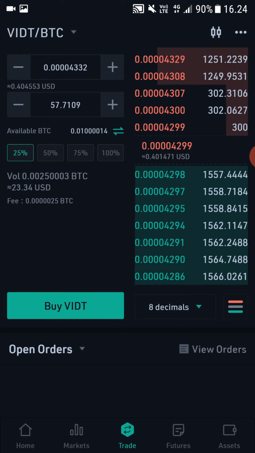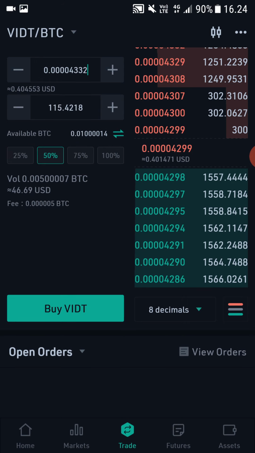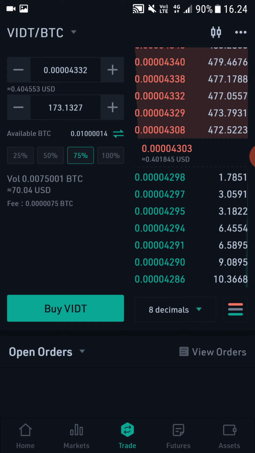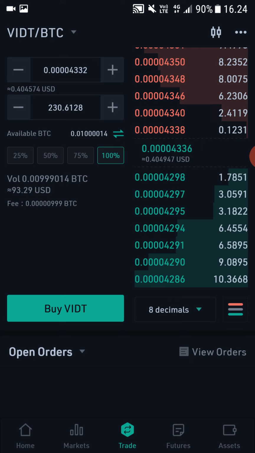And when you click 25%, 50%, 75%, and 100%, that means that you're going to sell, like if you are 50%, it means that you're going to sell 50% of your Bitcoins and trade them in the VIDT. If you go with 75, then you're going to sell 75% of your Bitcoins into VIDT, and so on. If you go with 100, that means that you're selling all of your Bitcoin and trading it in the VIDT.